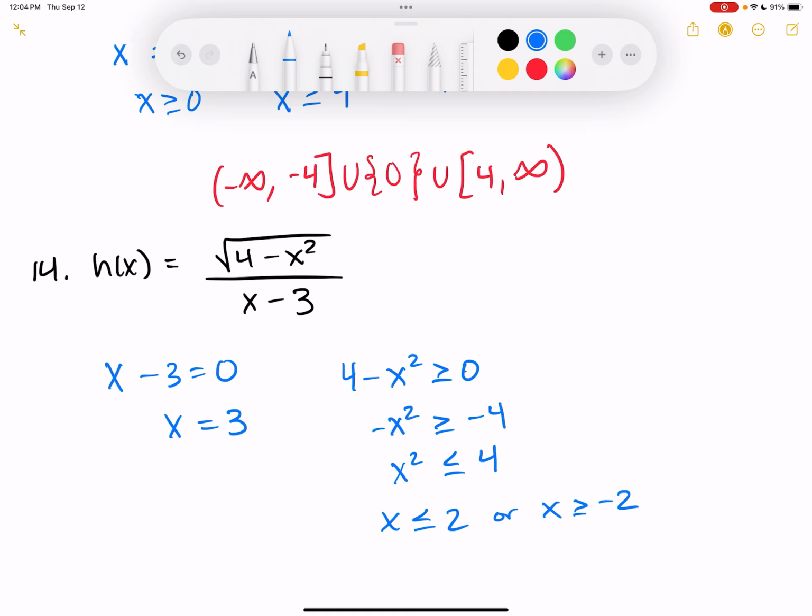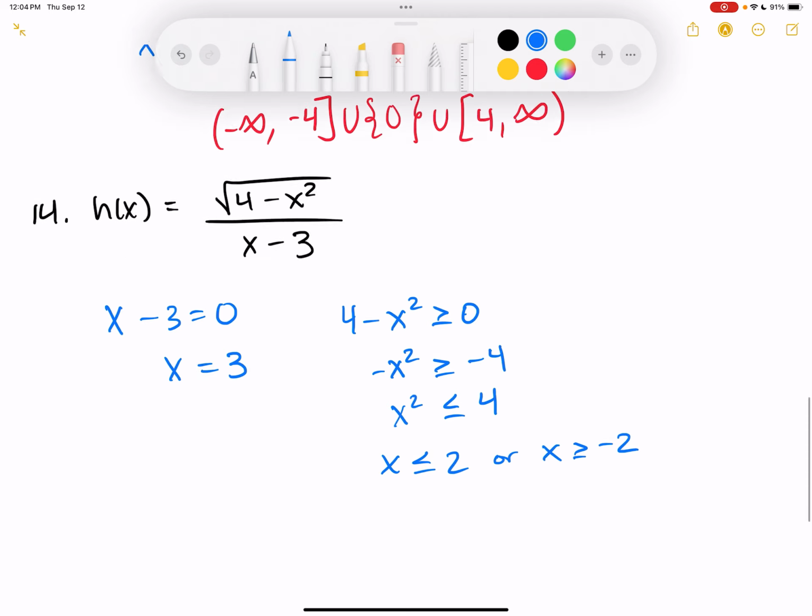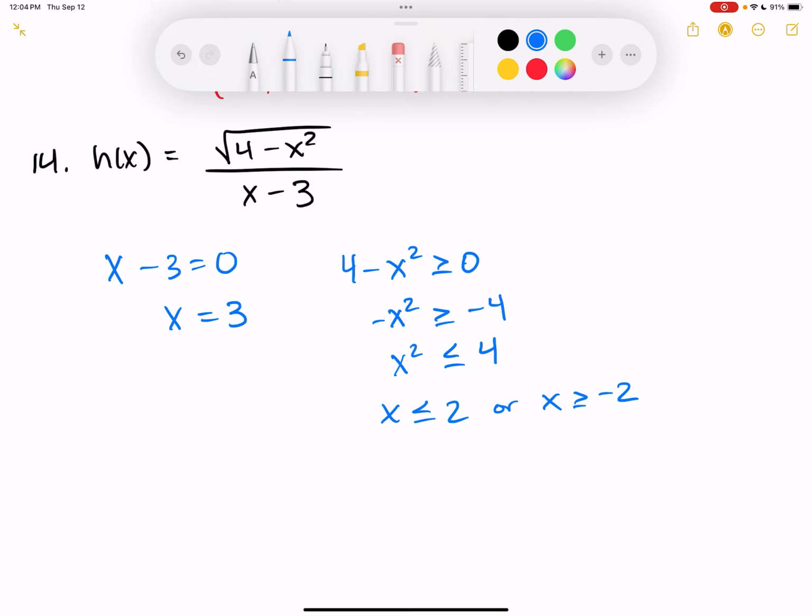Now, when I have a problem like this where there's multiple constraints, as in I have a problem on the bottom and potentially a problem on the top, I go with the strictest thing. Okay? So this implies that x occurs where? If you were to write this as one inequality, how would you write it? x is greater than or equal to negative 2, but x is less than or equal to 2.